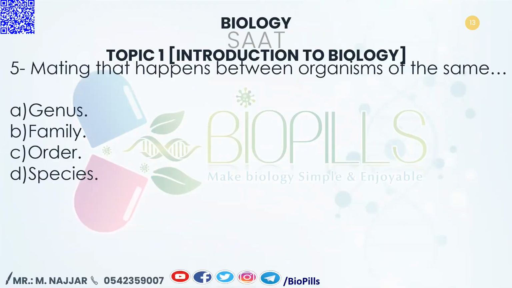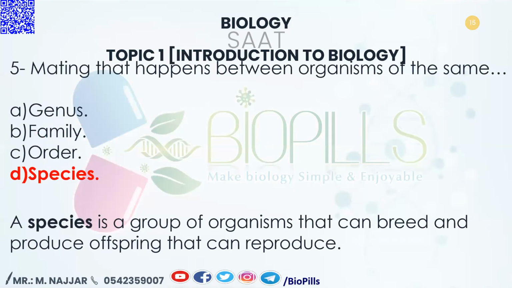Question number 5, mating that happens between organisms of the same what? The definition was just mentioned a couple of seconds ago. A, genus. B, family. C, order. D, species. The mating has to happen between organisms of the same species, for sure. Species, as we mentioned, is a group of organisms that can interbreed and produce fertile offspring.